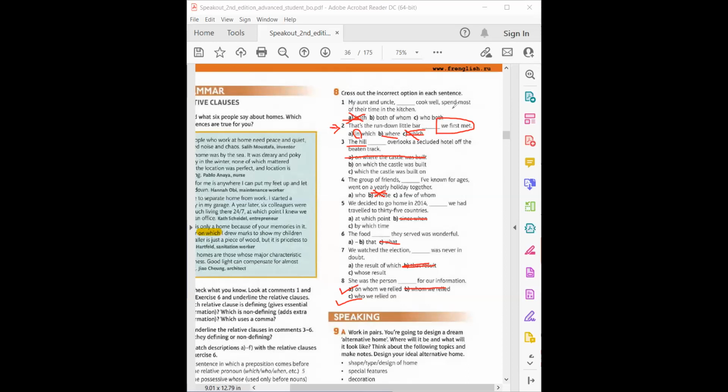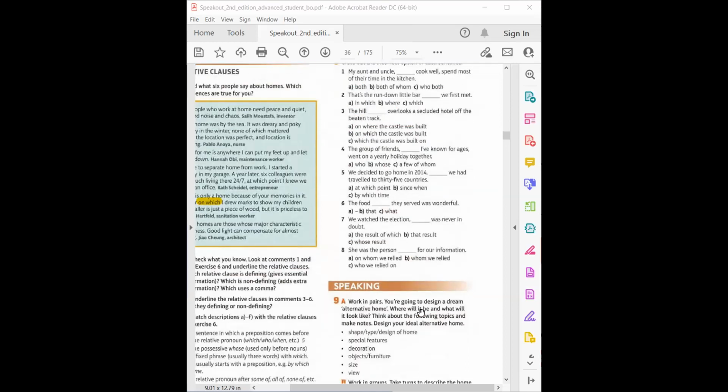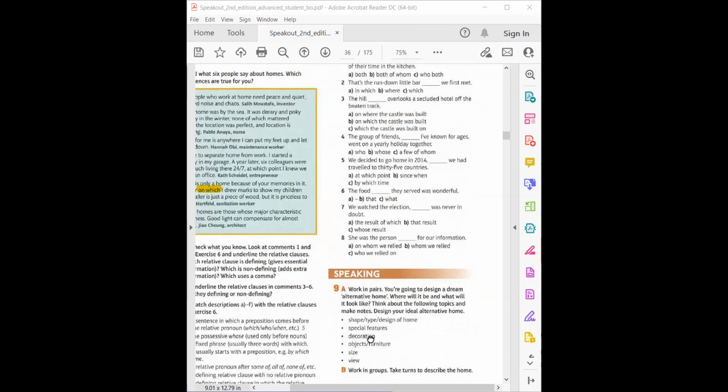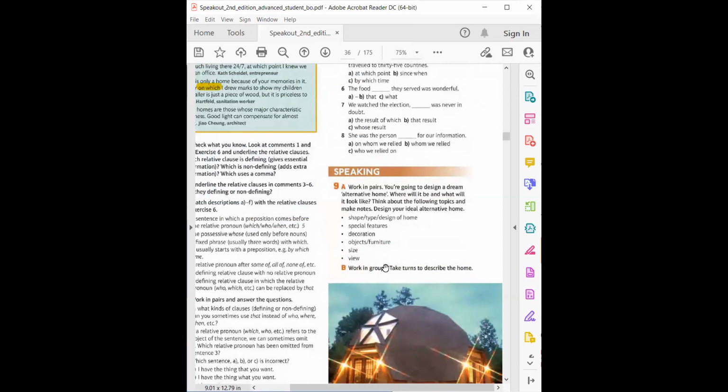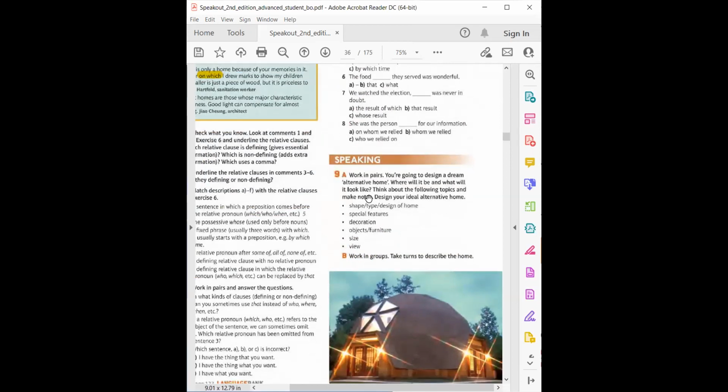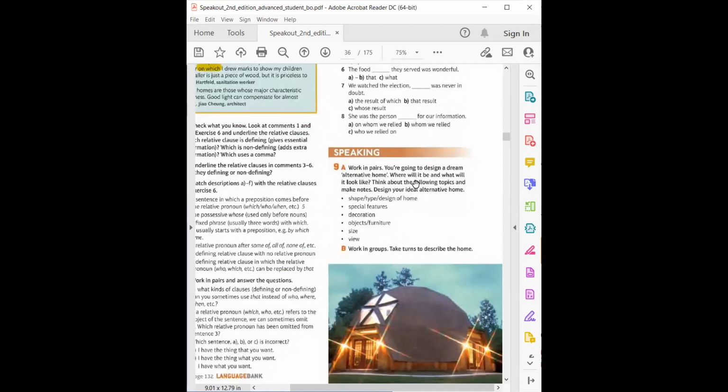You're welcome. Okay, so it's now speaking time. They're telling us to work in pairs. Yes, we're going to work in pairs, and you're going to design a dream alternative home. Oh, nice. Where will it be? And what will it look like? Think about the following topics, make notes, design your ideas for your ideal alternative home.